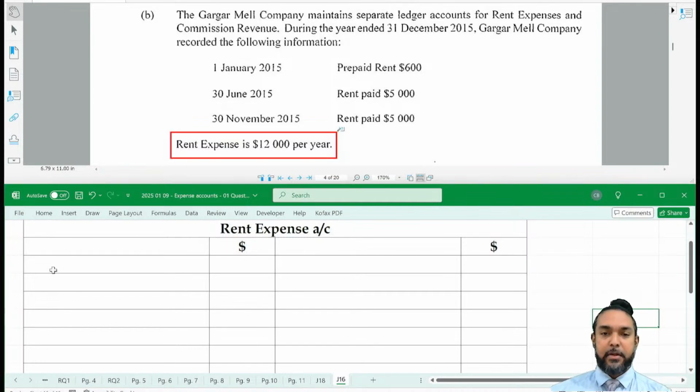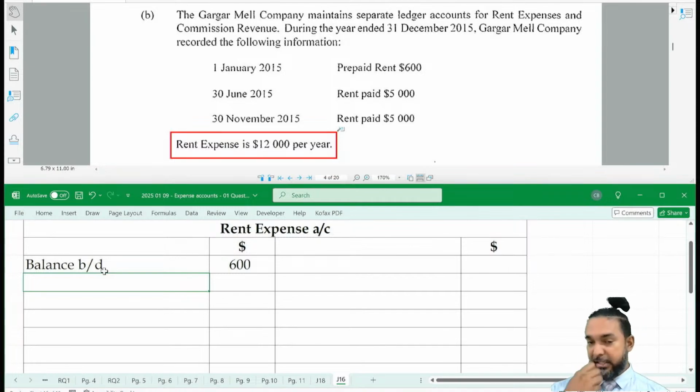Anyhow, yeah, so we have an opening prepaid expense. And a prepaid expense is classified as an asset. Assets have debit balances at the start. So we're going to put the balance brought down here. All right, 600. You can put balance brought down, you can put prepaid balance brought down. I like to keep it simple.